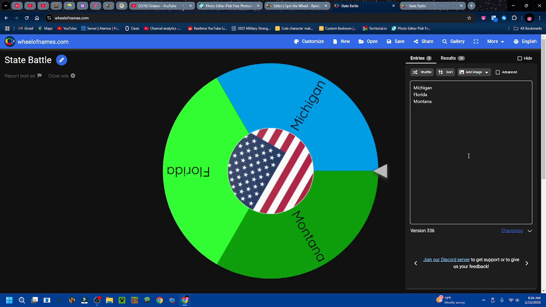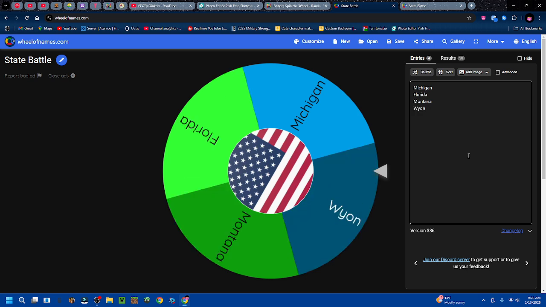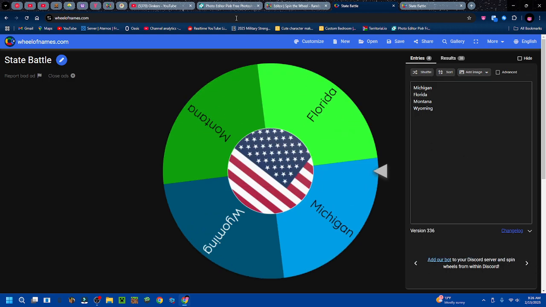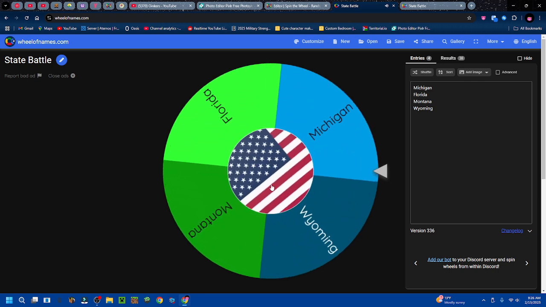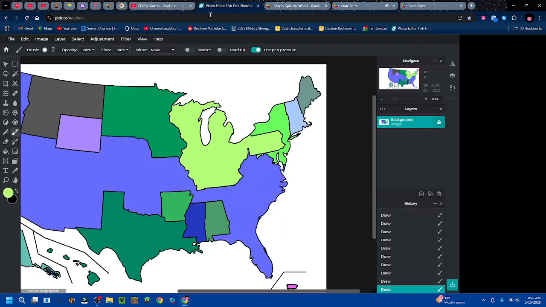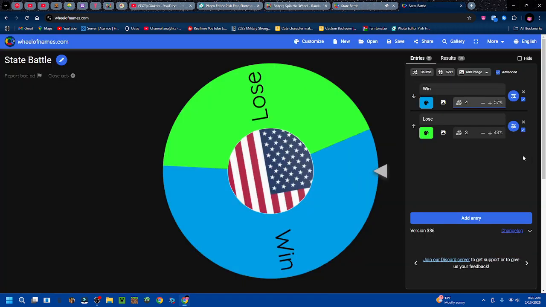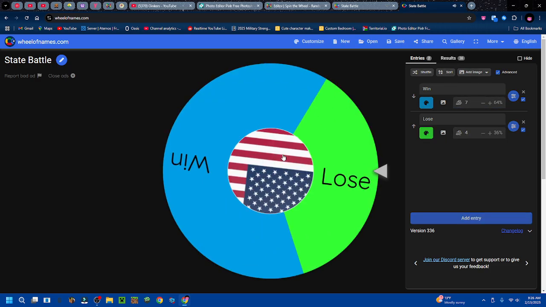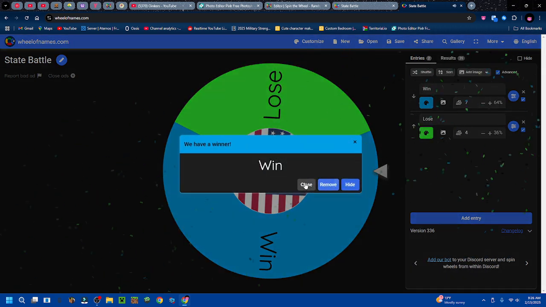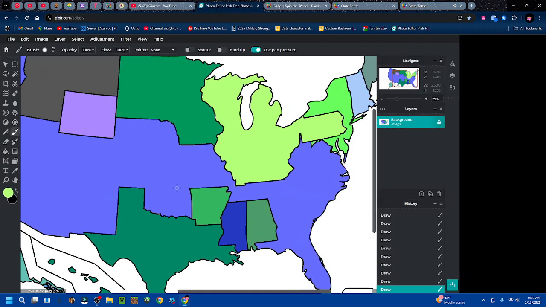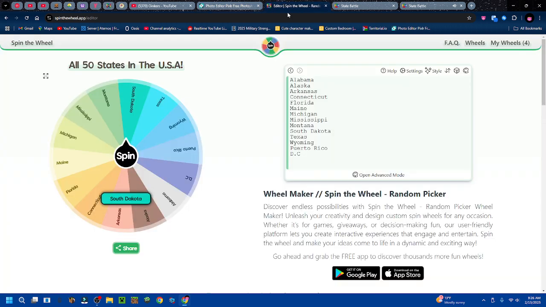Not Colorado. Wyoming. Who are they going to be going after? They're going to be trying to get their aggression out on Michigan. And it is going to be a 4 versus 7. 4v7. Bam. And it looks like Michigan is going to be winning this one. So Michigan wins against South Dakota and takes up all of their land here.